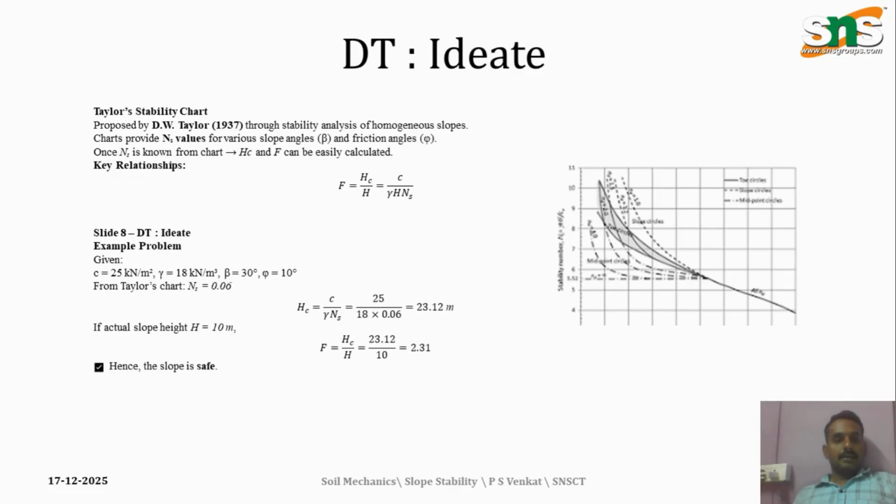So with regards to ideate, the Taylor stability charts were developed for cohesive soils and combination of cohesive and cohesionless soils, that is c-phi soils, based on extensive research. These charts provide stability numbers directly for different slope angles, making slope stability analysis fast and convenient.